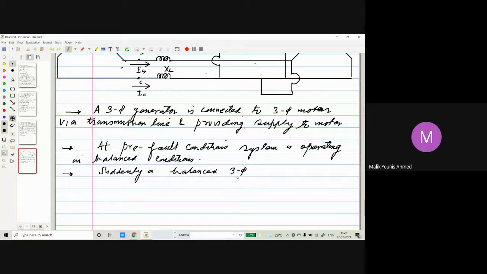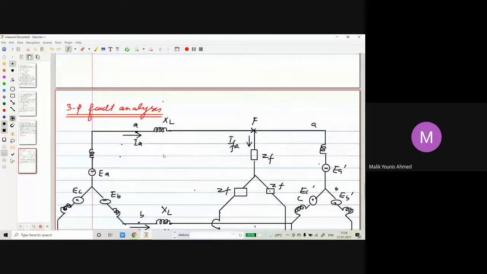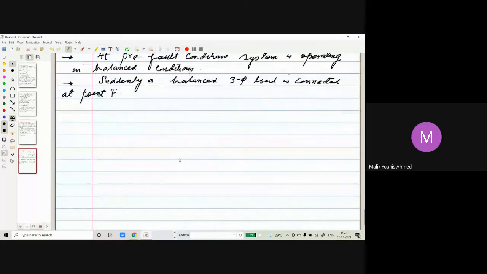Balance, what we'll do now, we'll do three-phase. Suddenly a balanced three-phase load is connected at what? At point F. So you can see at point F, in order to analyze this fault, we have shown a fault will occur at point F. That's a three-phase fault, all three phases.